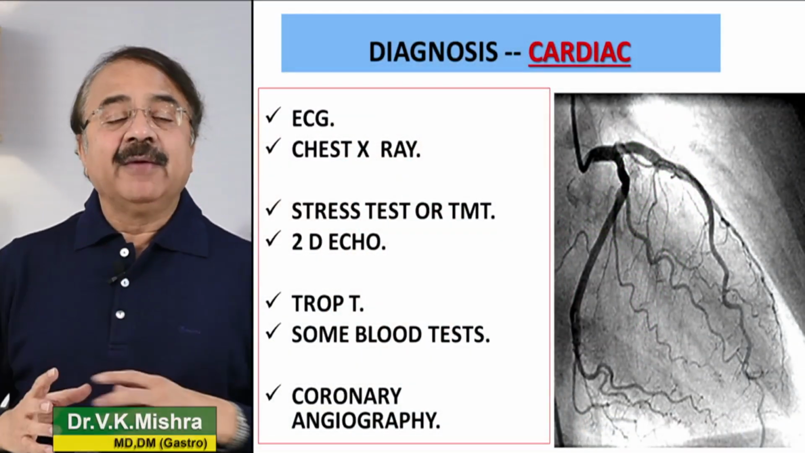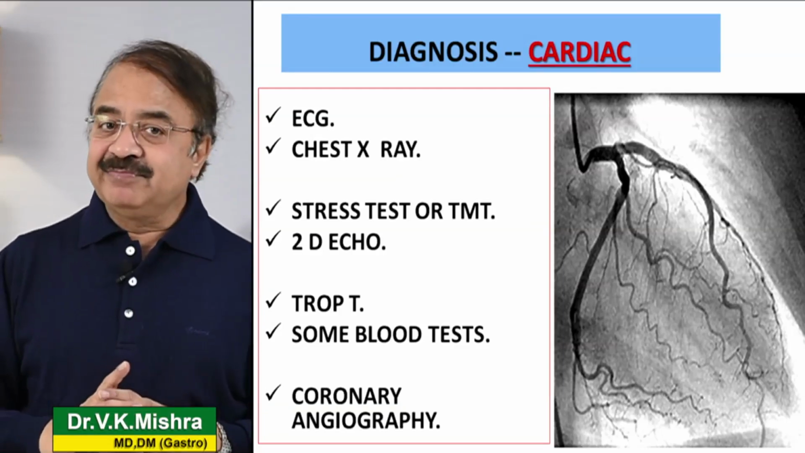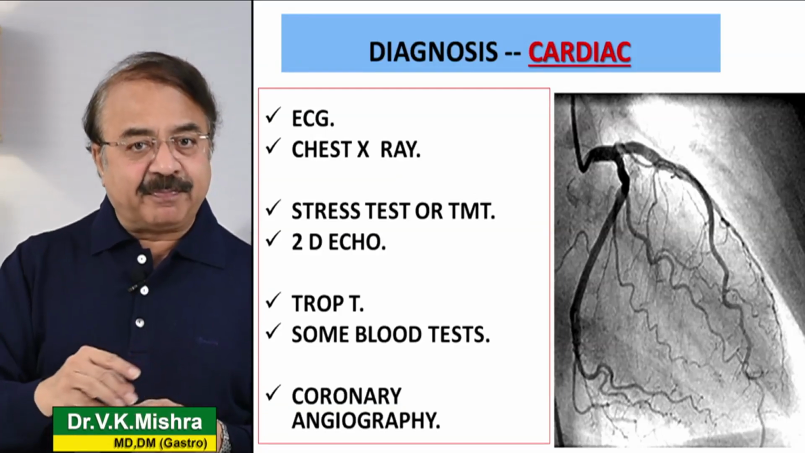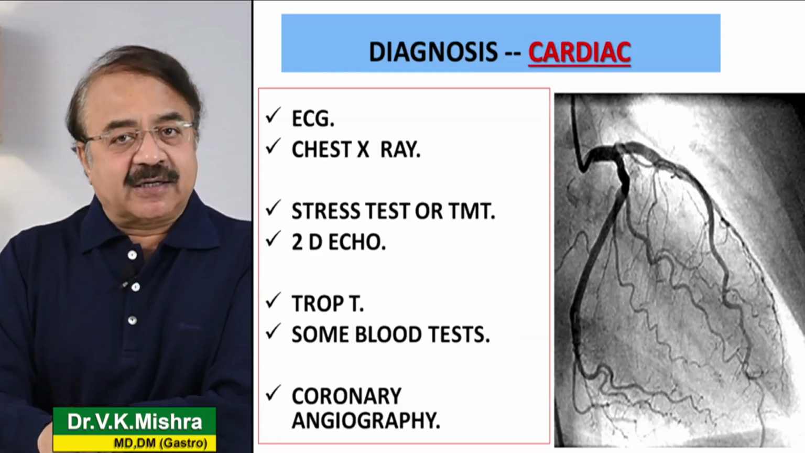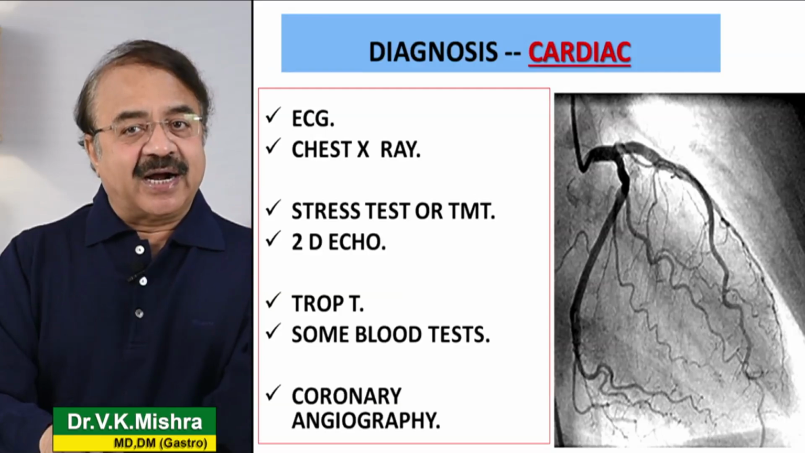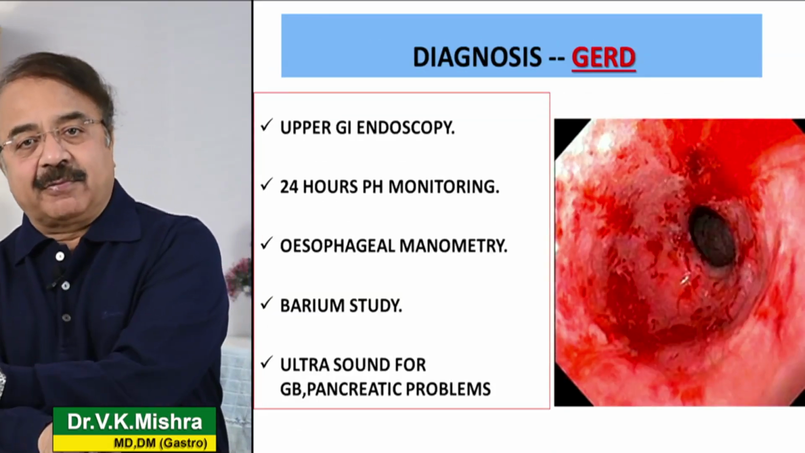This is a kind of ultrasound of the heart to look into the structure and functioning of the heart, how the valves are and what the ejection fraction, or pumping capability, of your heart is. You will require a TROP-T, which tells you whether you have had a recent attack or not. Some blood tests may be required, but at the end, friends, if I am suspecting a cardiac problem, it is basically the coronary angiography which gives us the complete answer whether you have a cardiac problem or not.